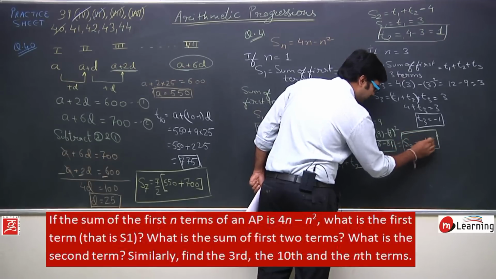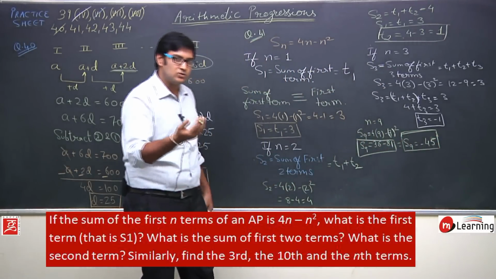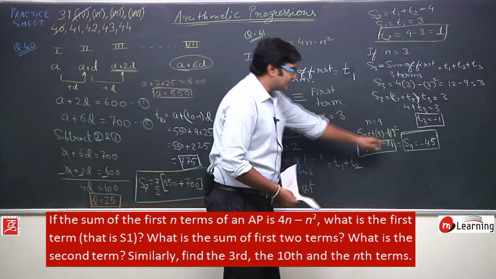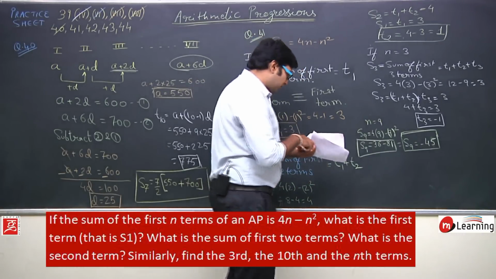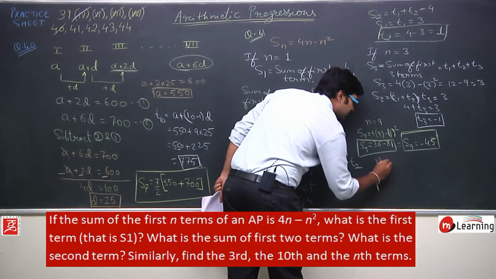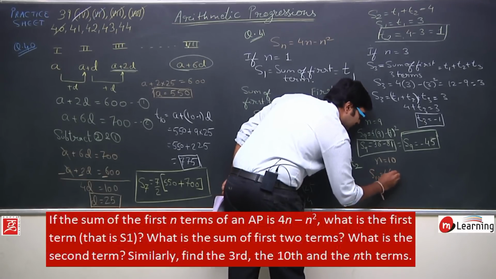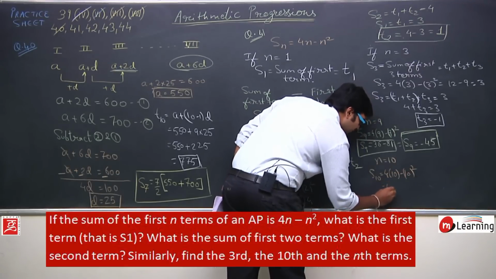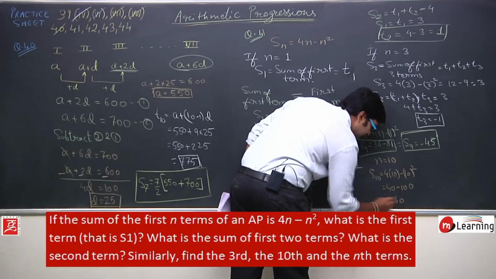Sorry, not minus 47, it will be minus 45 because it is 36. So I need to add 4 to that 47. So S9 is minus 45. Now what is S10? If I want to calculate S10, n is equal to 10. So S10 will be equal to 4 times 10 minus square of 10. This will give you 40 minus 100, which is minus 60.